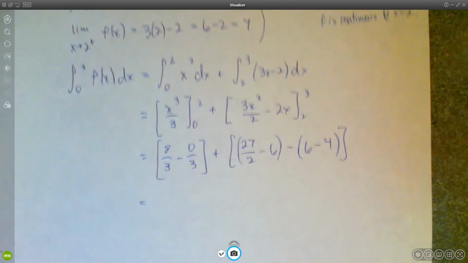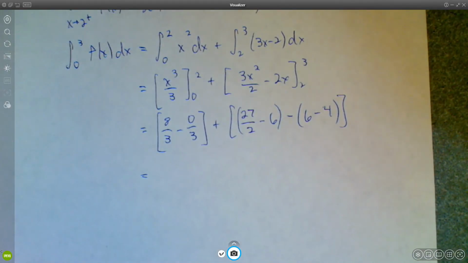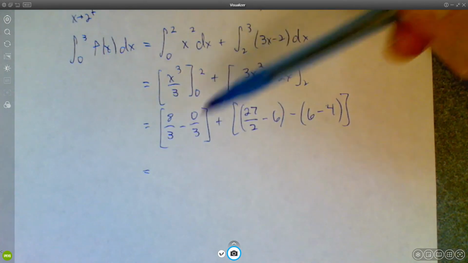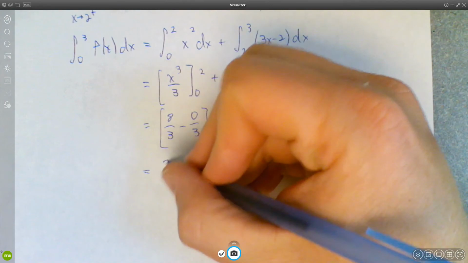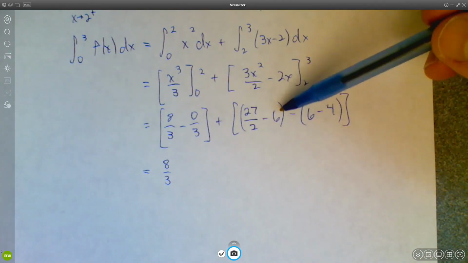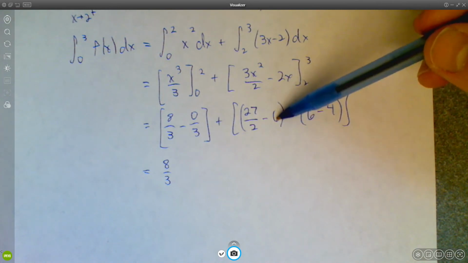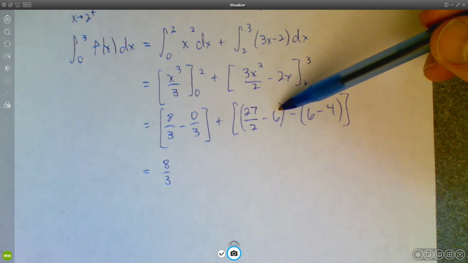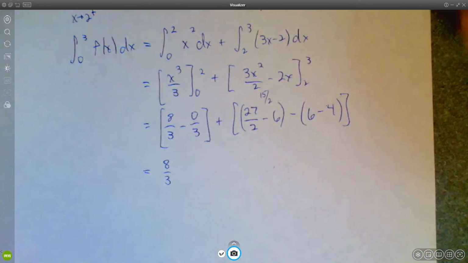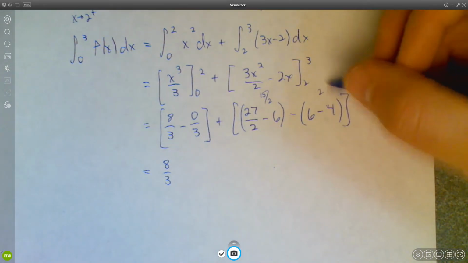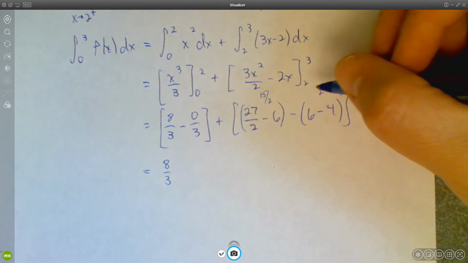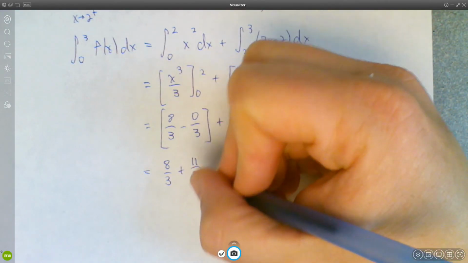Okay. So the rest is just arithmetic, which I don't particularly want to do because it has fractions in it. Well, okay, so this is 8 thirds. 27 halves minus 6. 6 is 12 halves. 27 minus 12 would be 15. So this is 15 halves. 6 minus 4 is 2. 2 is 4 halves. 15 halves minus 4 halves would be 11 halves. So this is 8 thirds plus 11 halves.